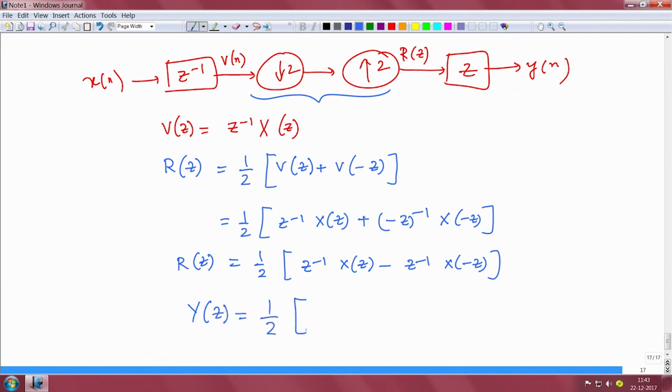So this is r of z, but y of z is basically equal to half of, we multiply it with z, which is z power minus 1 x of z minus z power minus 1 x of minus z, and the z cancels the factors which are multiplying x of z and x of minus z. So what we have is x of z minus x of minus z. So in the two examples that we saw, one we had a factor of x of z plus x of minus z, and here we have x of z minus x of minus z.